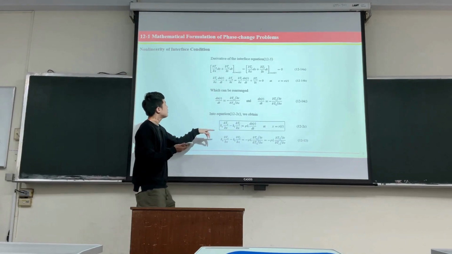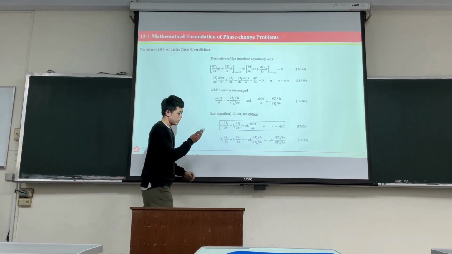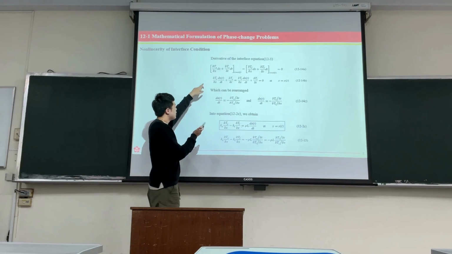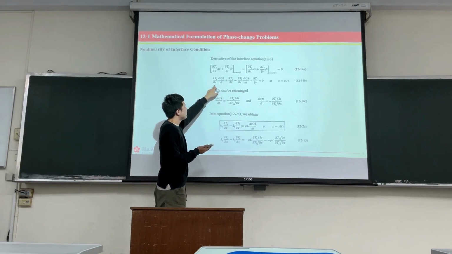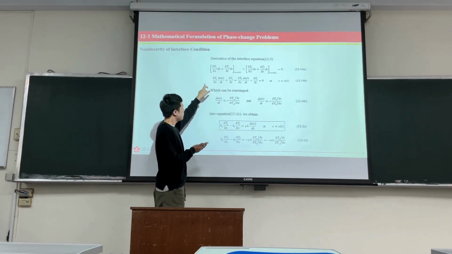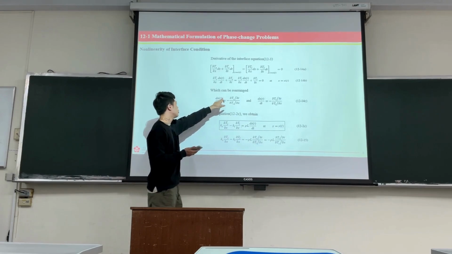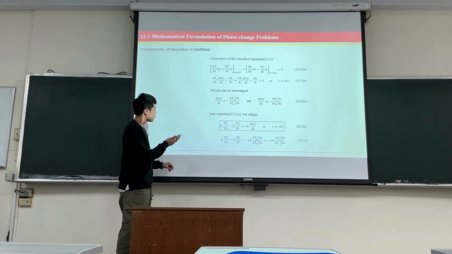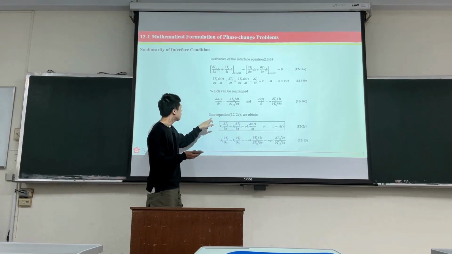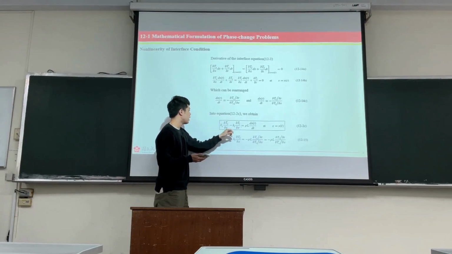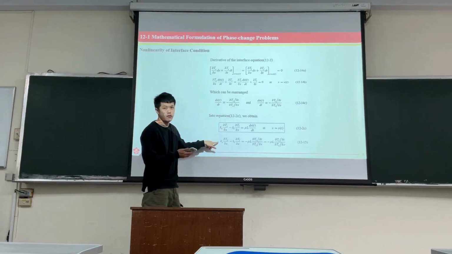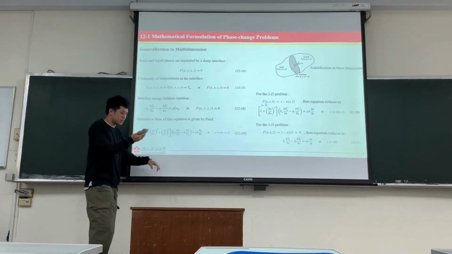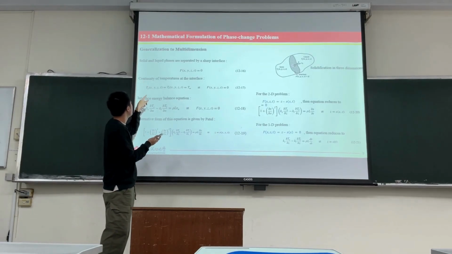Using equation 12-3, we can get this formula. And divided by dt, we can get 12-14b, which can be rewritten. We can get these two formulas. Putting these two formulas into equation 12-2c, we can return 12-15. Okay, that's it.